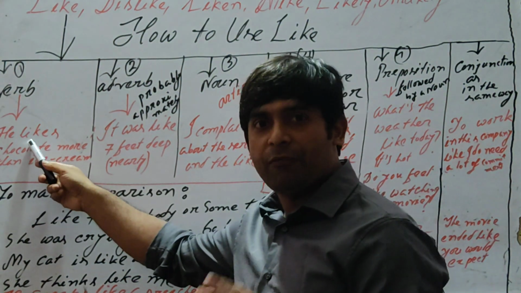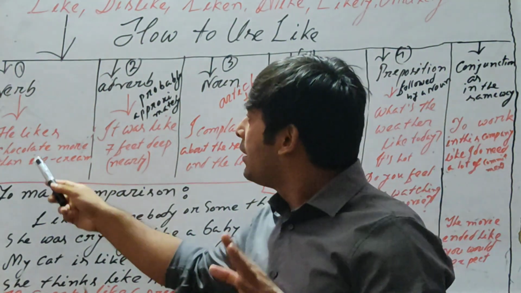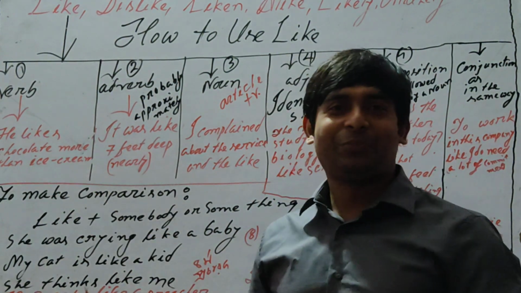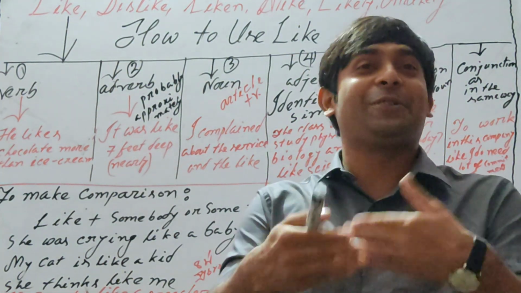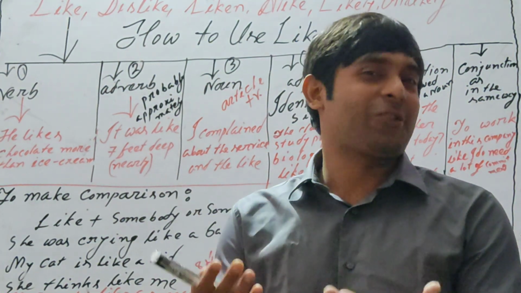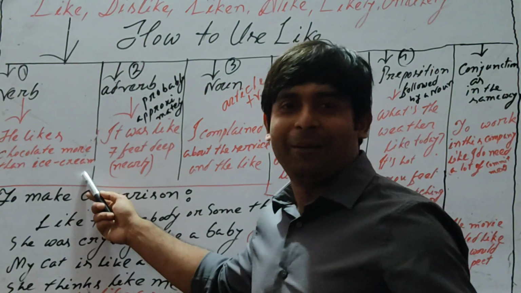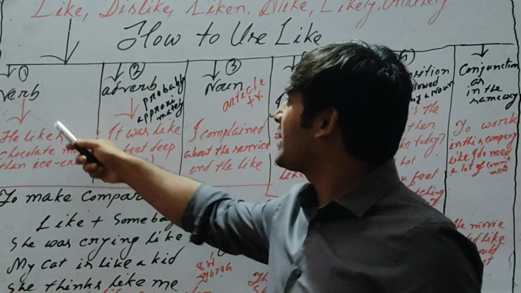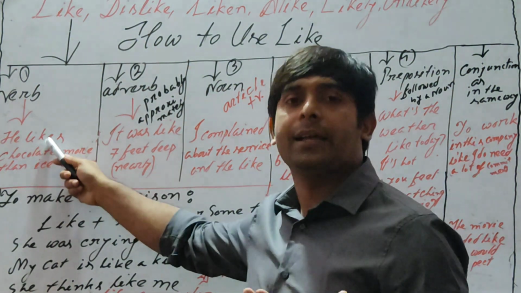So there is the example. First example is, he likes chocolate more than ice cream. Do you like chocolate? Of course you can say yes. The baby likes chocolate more than ice cream. Or I like chocolate more than ice cream. So that's the verb I have used here.